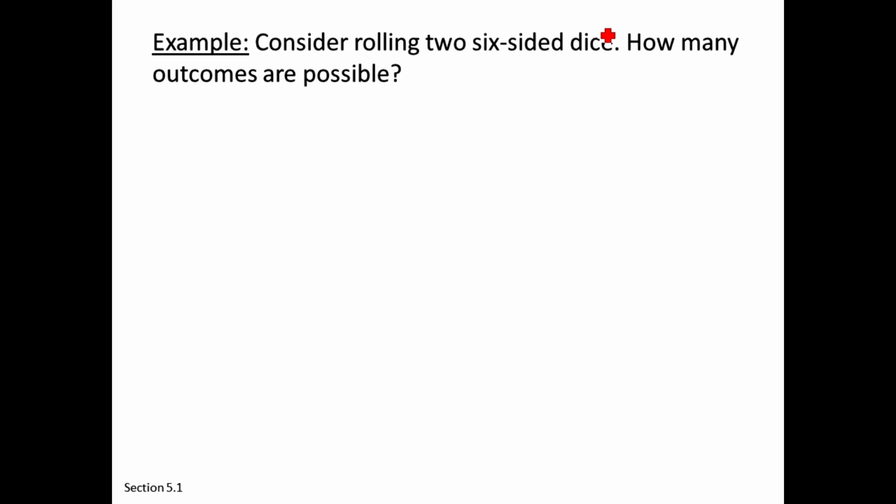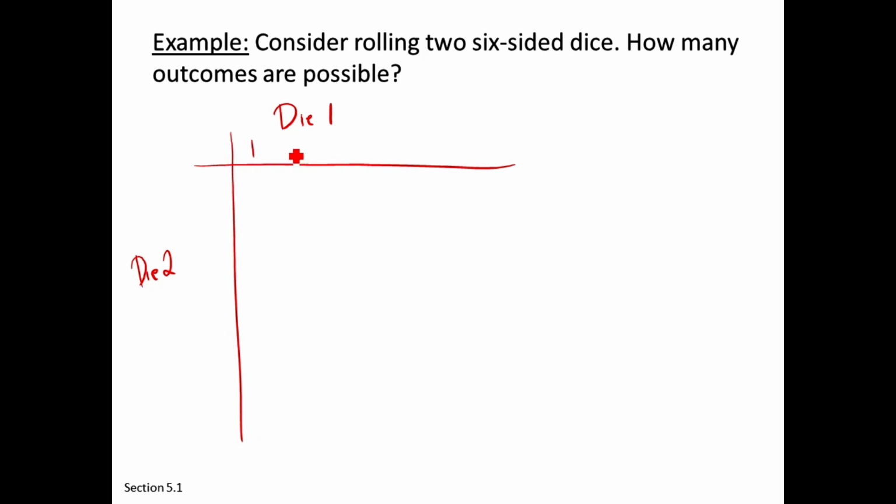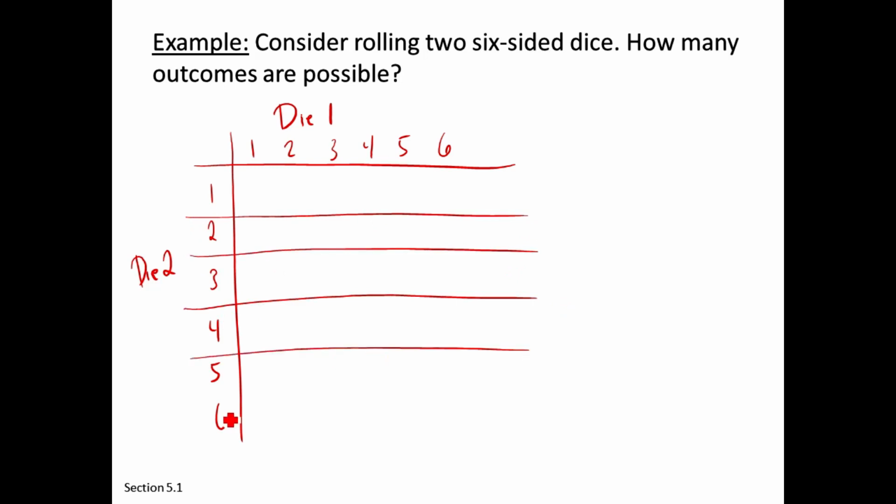So we could make a chart here, right? Think about die 1 and die 2. I think that's how you spell die. So the first die could either be a 1 or a 2 or a 3 or a 4 or a 5 or a 6. And the second one could also be a 1 or a 2 or a 3 or a 4 or a 5 or a 6, right? And so within here, you have all these different possible outcomes, right?